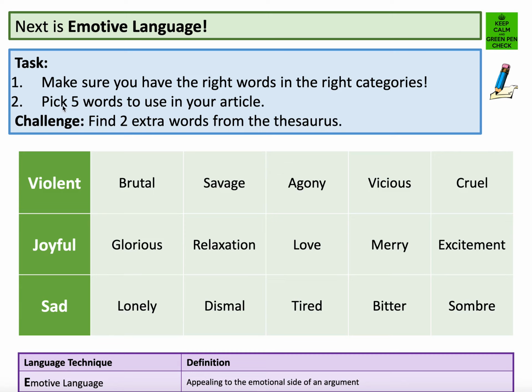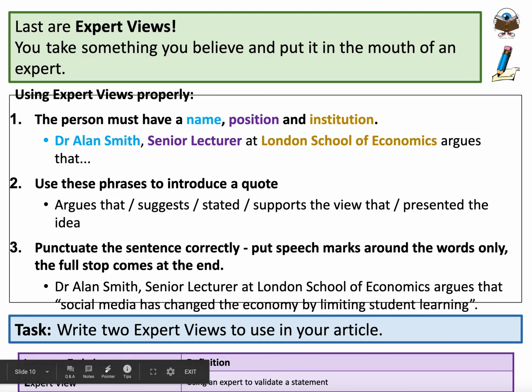Now two, pick five words to use in your article and then find two extra words from the thesaurus. You're just going to type thesaurus into Google and find yourself some more words there, some alternatives to words. So we're broadening our working vocabulary all the time. Last then are expert views.